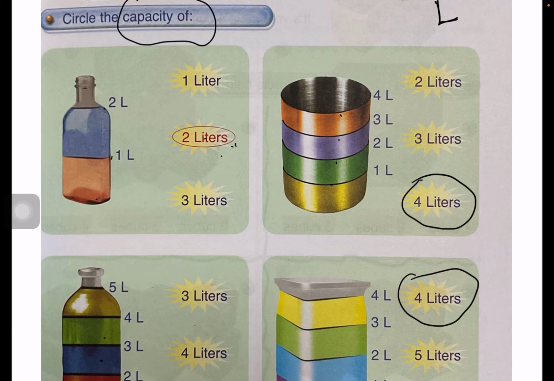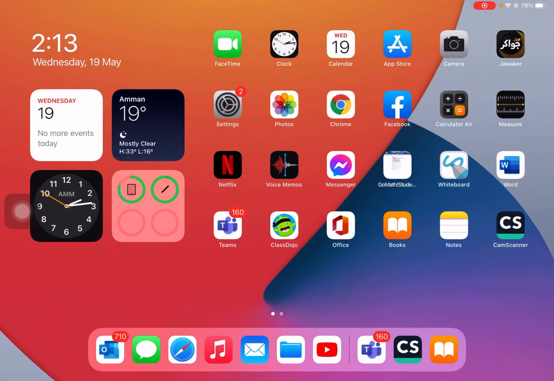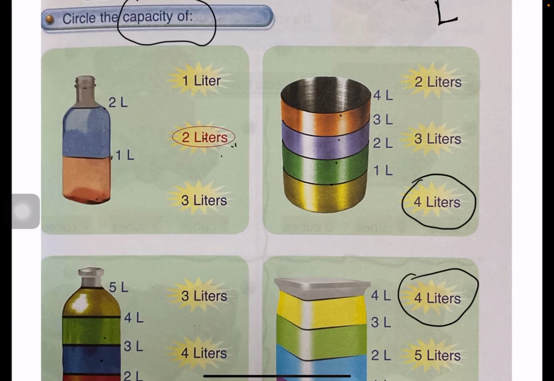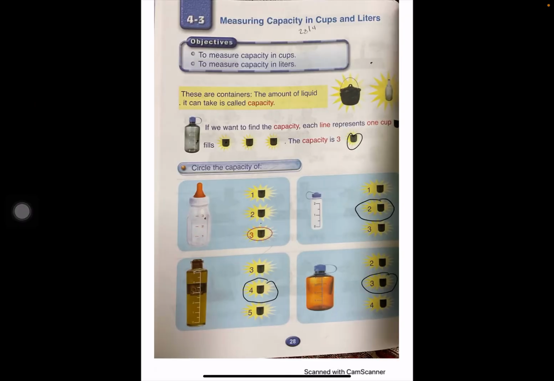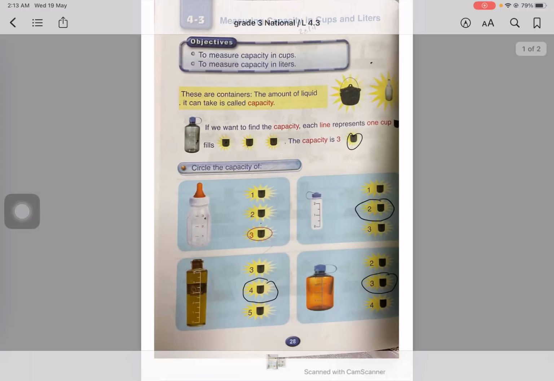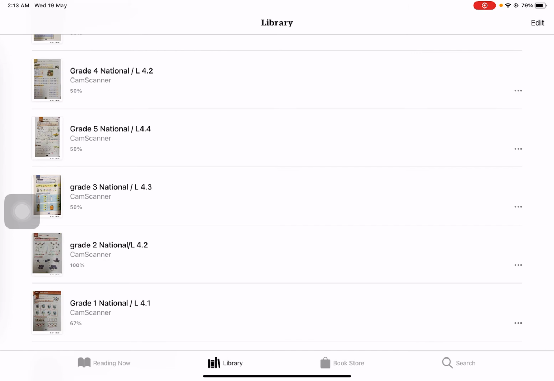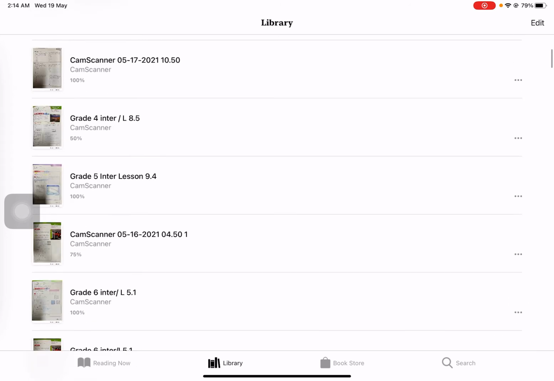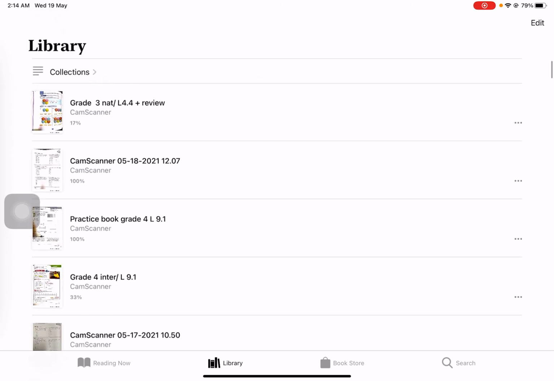So it is measuring capacity in cups or in liters. Cups, you are going to use these cups, or you are going to use liters, okay? From here to here is 1 liter, 2, 3, 4. So the capacity of this container is 4 liters. And this is it. Now, my second lesson; this was 4.3, okay?